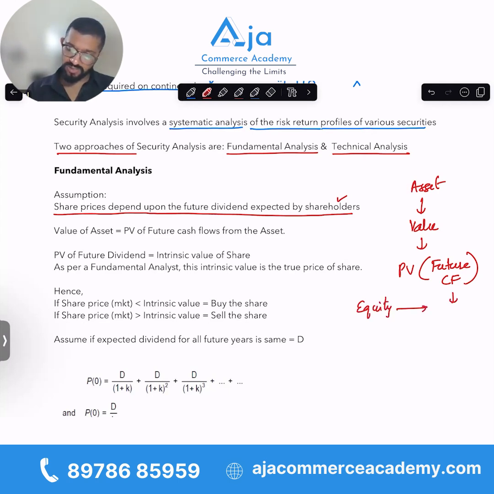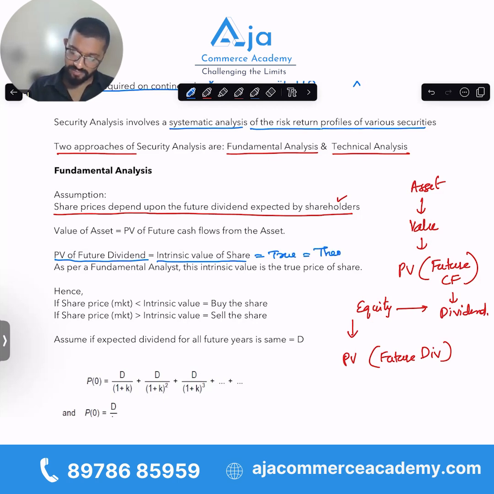the future cash flow is its dividend. And fundamental analysis says the true value of this equity is the present value of its future dividend. The present value of future dividend is the intrinsic value of that share, which is the true value of the share, or the theoretical value of the share. So this is how fundamental analysis analyzes securities and arrives at the value.